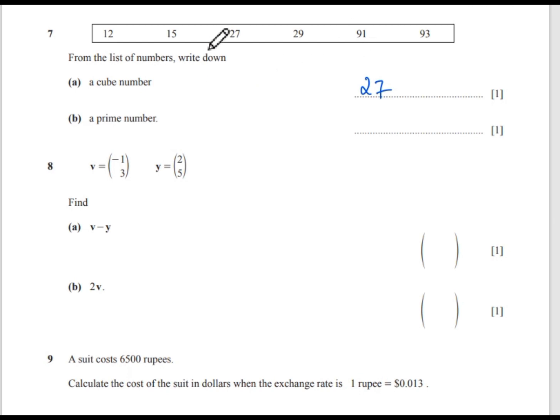Now B, a prime number. A prime number is a number which can only be divided by itself and 1. And the only prime number here is 29. All other numbers here can be divided by other numbers.